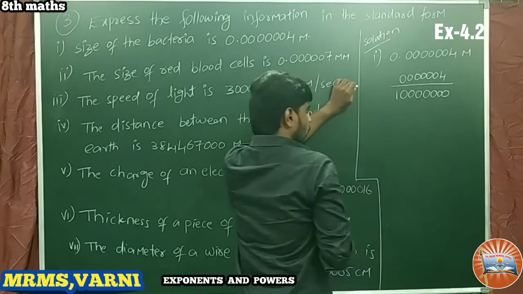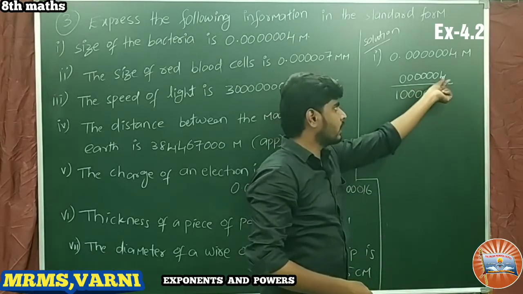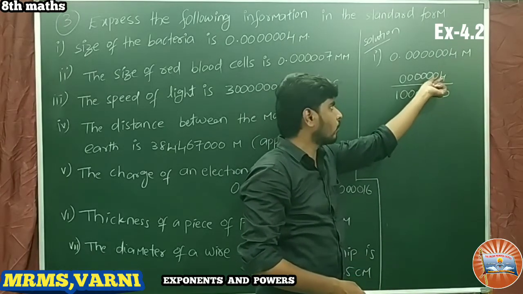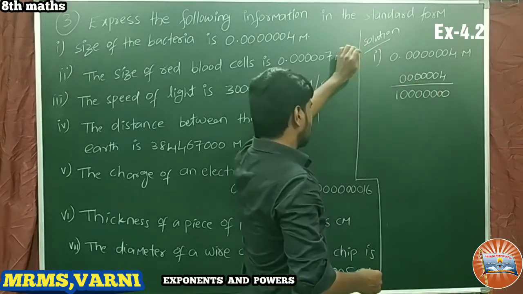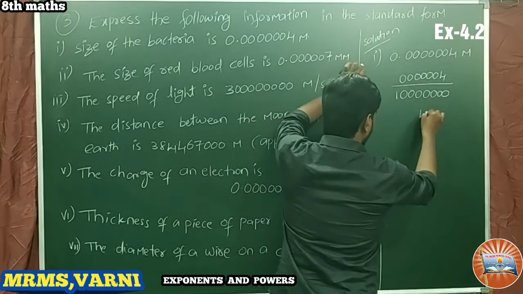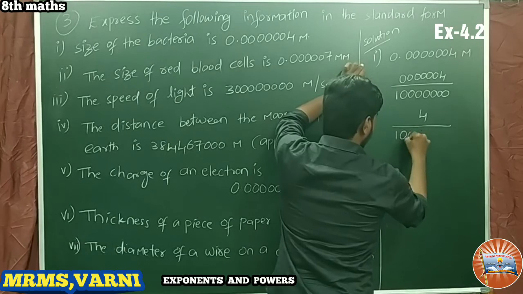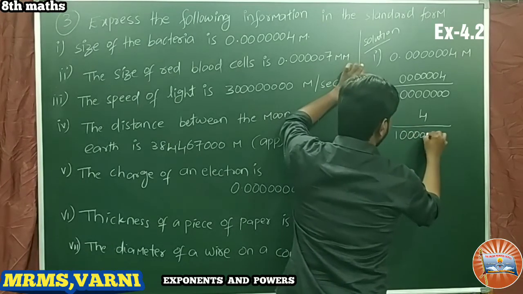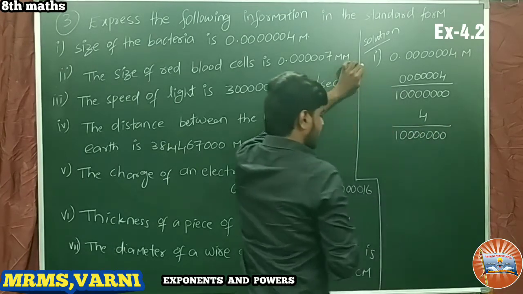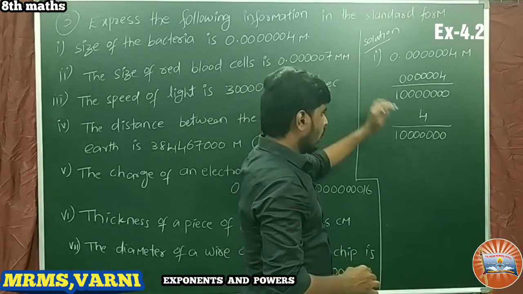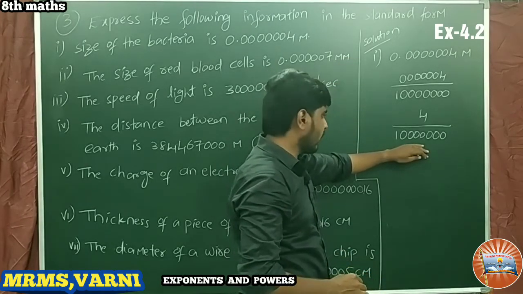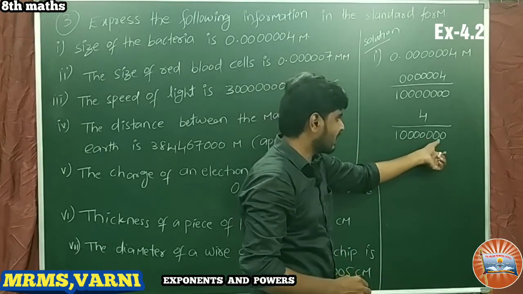0.000004. So in front of this digit 4 there is no value for these zeros. Okay, so remove all the zeros. 4 by 1 and 7 zeros. Okay, right. So now this we can write, how many zeros we have here? 1 2 3 4 5 6 7.